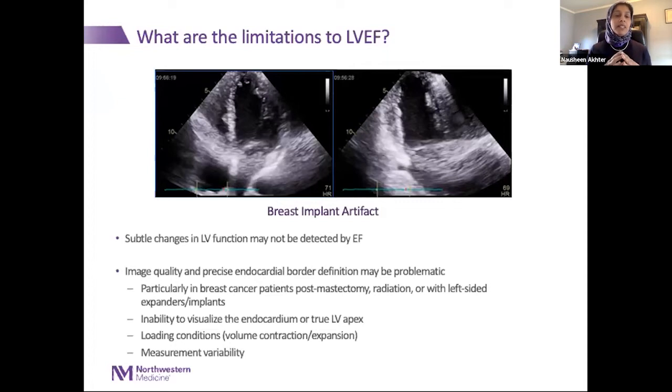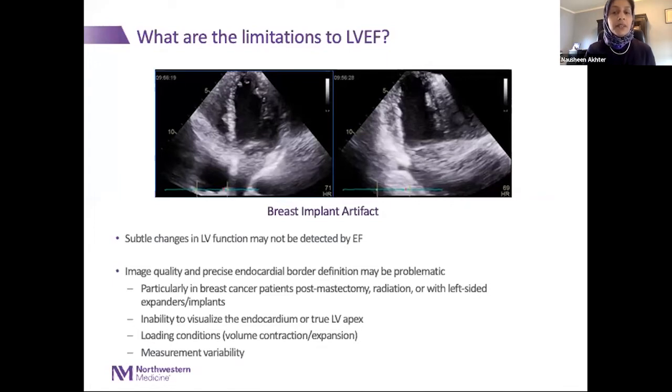Image quality and precise endocardial border definition can be problematic, particularly in our breast cancer patient population, post-mastectomy radiation and with left-sided expanders and implants. An inability to visualize the endocardium or true apex. Loading conditions also affect ejection fraction, and there is measurement variability.